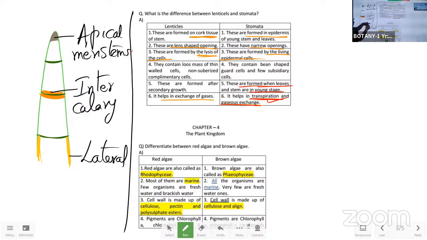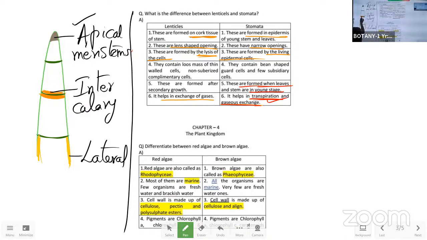Into the soil, the root will grow like this. Above the soil, the stem will grow like this. So that is the main function of the apical meristematic tissues. So it shows the growth in the plant body. Next comes the intracalary meristematic tissue. It is present above and below the nodal regions.